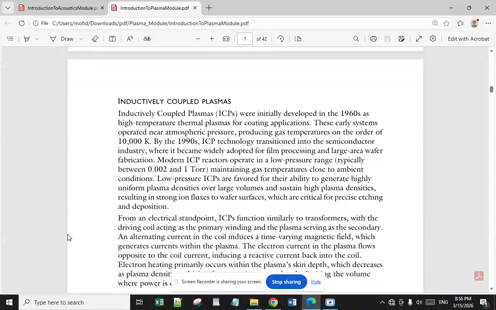Inductively coupled plasmas. Inductively coupled plasmas, or ICPs, were initially developed in the 1960s as high-temperature thermal plasma for coating applications. These early systems operated near atmospheric pressure, producing gas temperatures on the order of 10,000 Kelvin. By the 1990s, ICP technology transitioned into the semiconductor industry, where it became widely adopted for film processing and large area wafer fabrication.